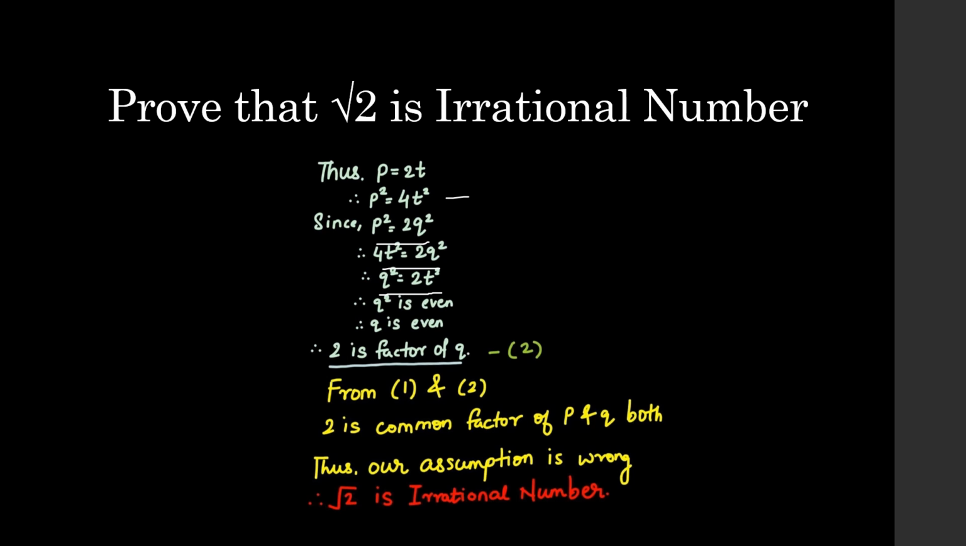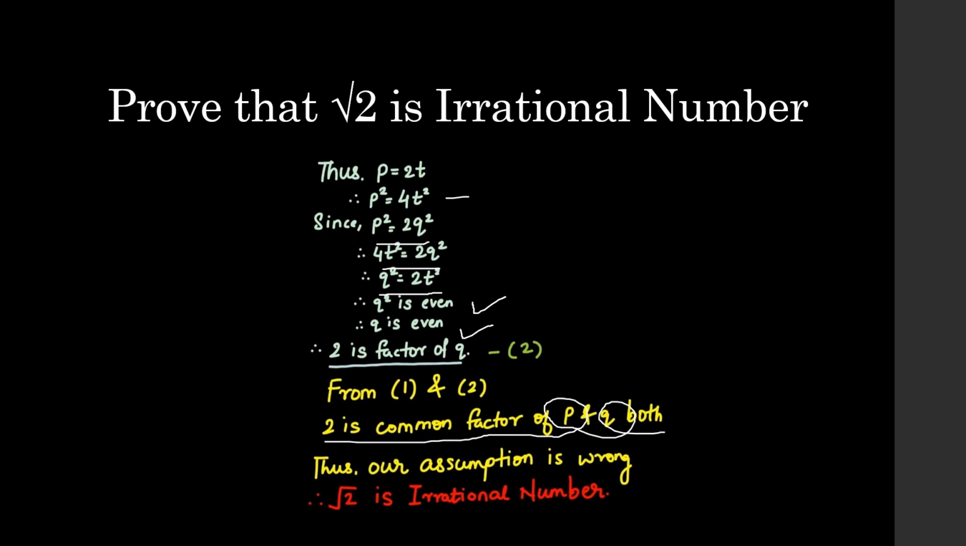Now from this equation we can observe that q square is a multiple of 2. So q square is an even number. Since q square is an even number, we can say q is even, since the square of an even number is always even. Now since the number is even, 2 is a factor of that number. So in equation 1 we got that 2 is a factor of p, and in equation 2 that 2 is a factor of q. Now from both equations we can say that 2 is a common factor of p and q both.